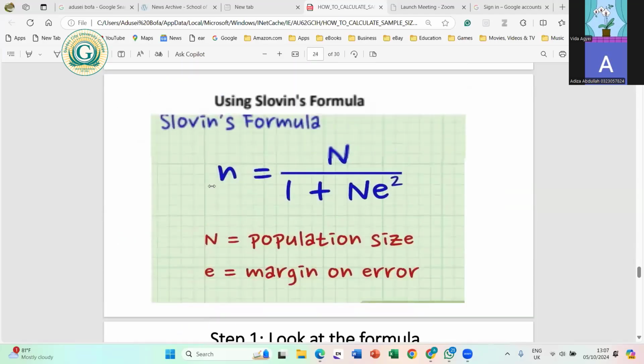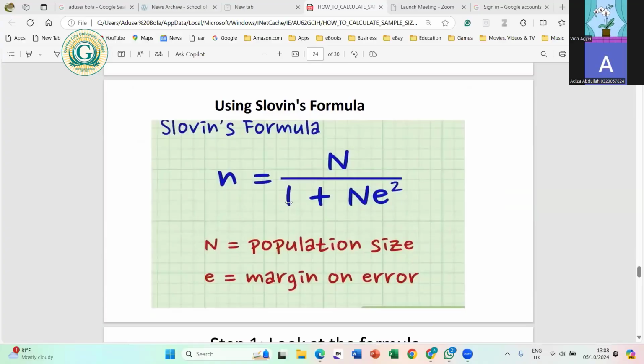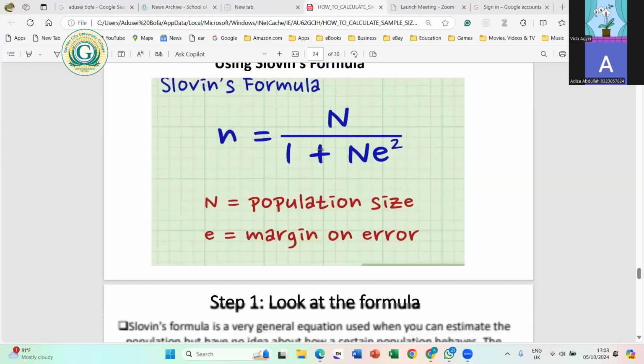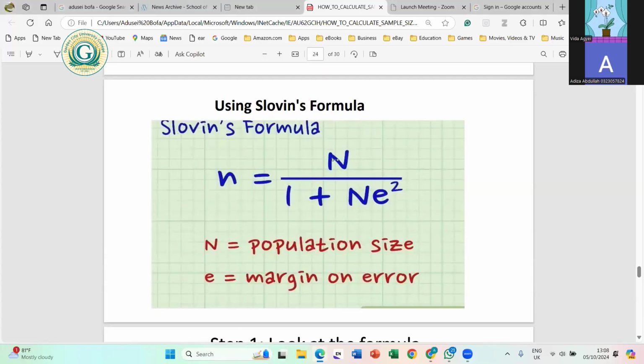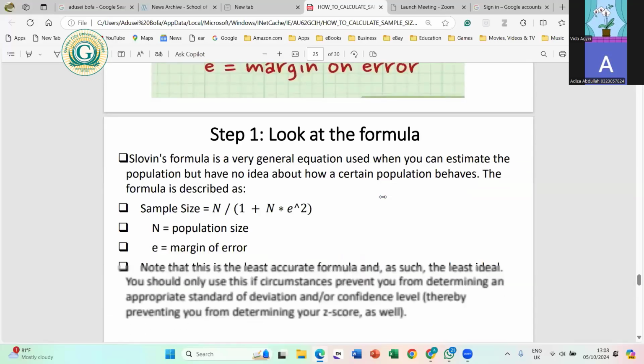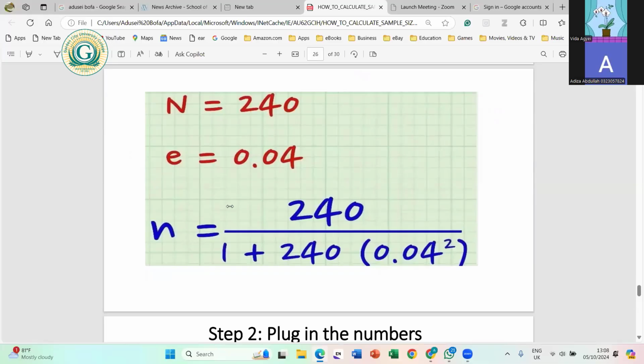It is what students normally use. Very simple. There's something we call Slovin's formula. But with this one, you can see that you will need the population size before you can calculate it. This one is very simple. The N here stands for the population size, and we know this to be our margin of error. So I want you to try a hand on this. This is Slovin's formula. Try a hand on it.